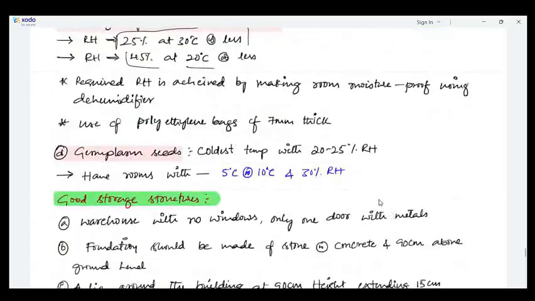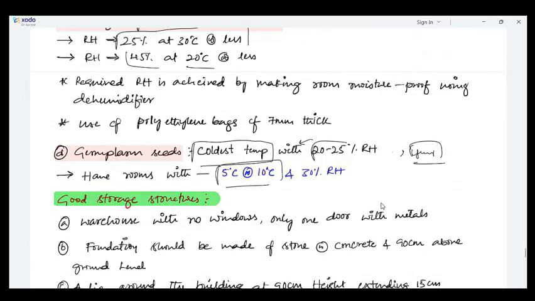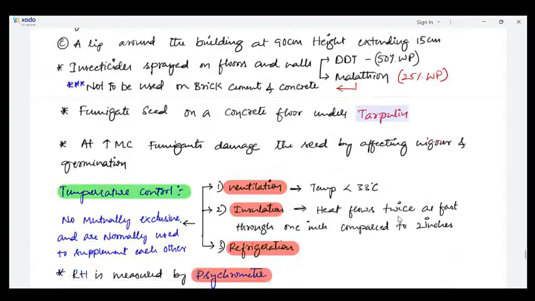Next, the last category, we have germplasm seeds. These are commonly stored at the coldest temperature. Why? Because they should survive for a longer duration, up to 10 to 15 years. That is why they are always stored at the coldest temperature, at 20 to 25% RH, with a temperature of 5 or 10 degrees Celsius. This is specific for germplasm seeds.